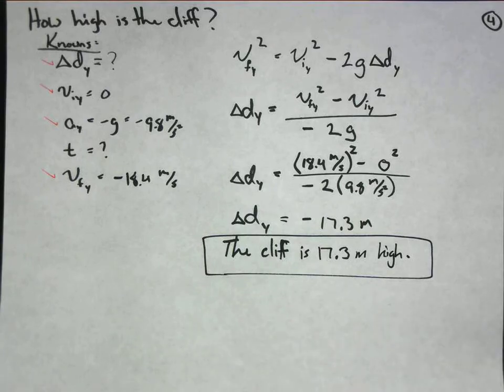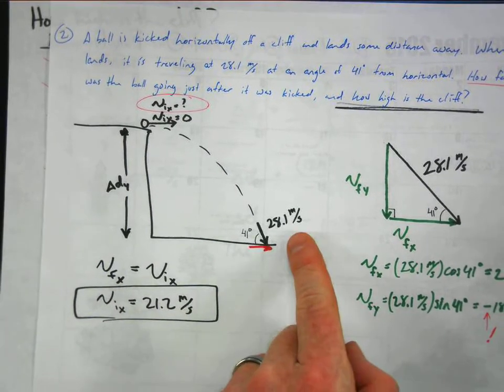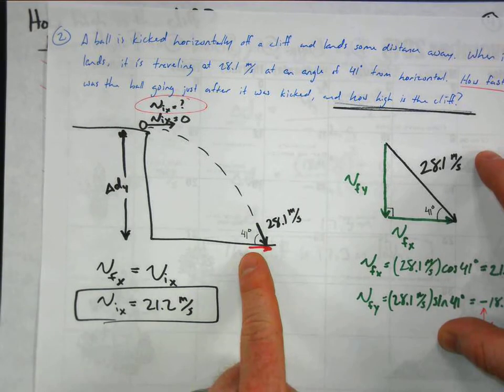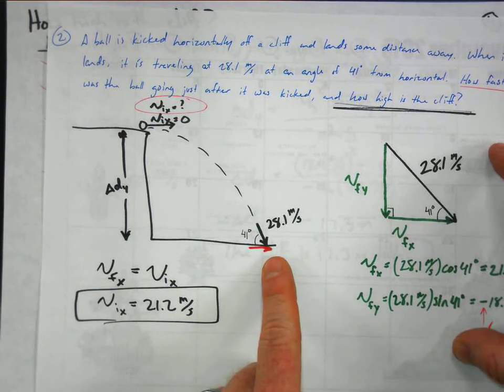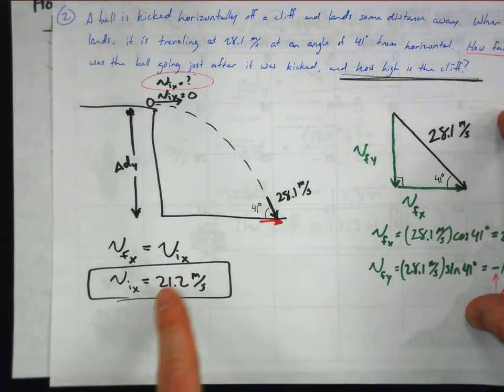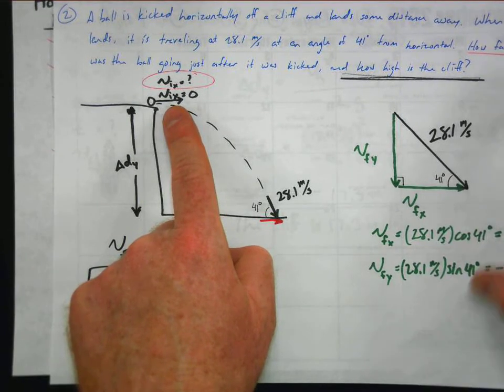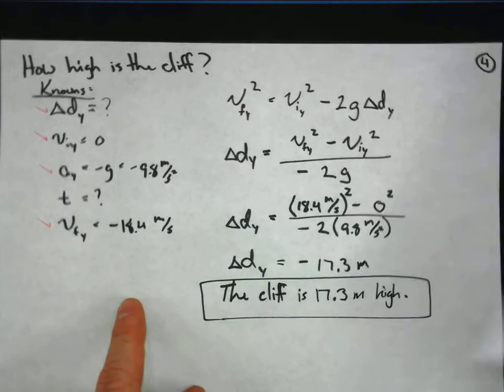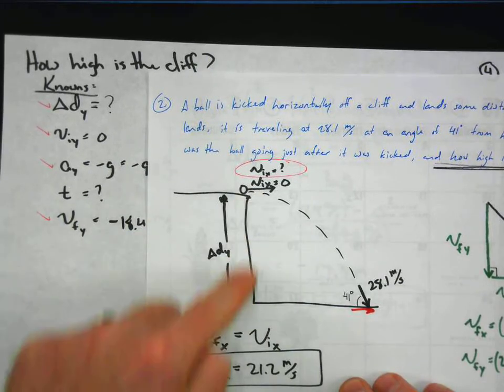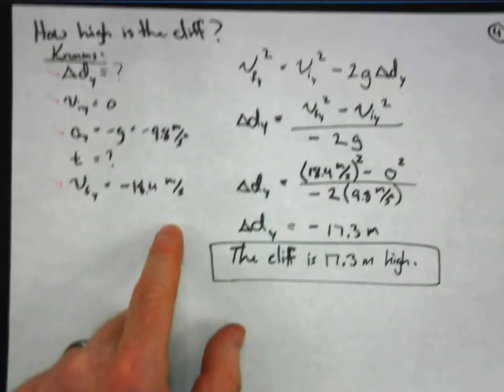So we looked at this and we figured out, from the final velocity and angle upon landing at the bottom, how fast it was going initially when it was kicked. We also figured out how high the cliff was, this vertical distance right here. And that math is shown right here.